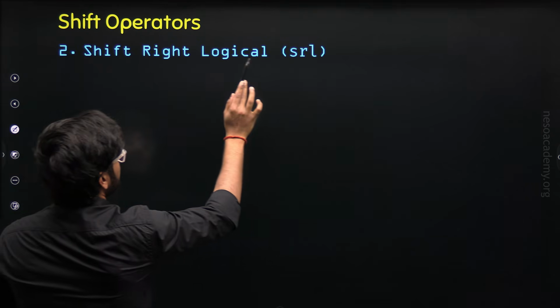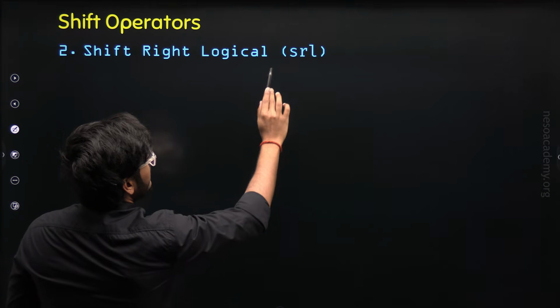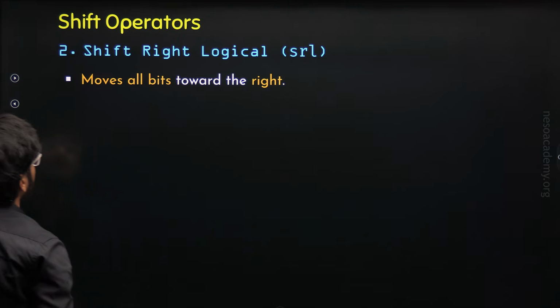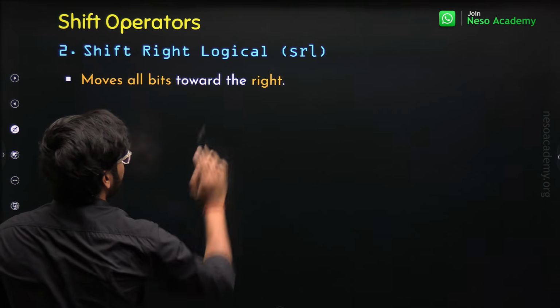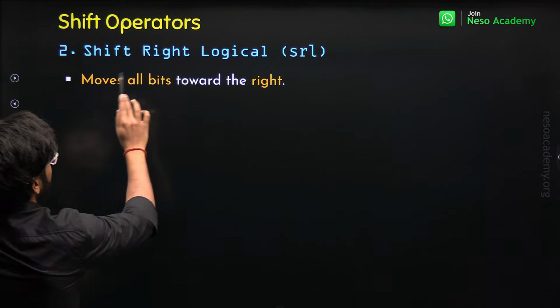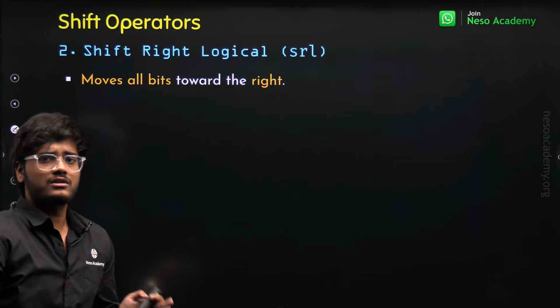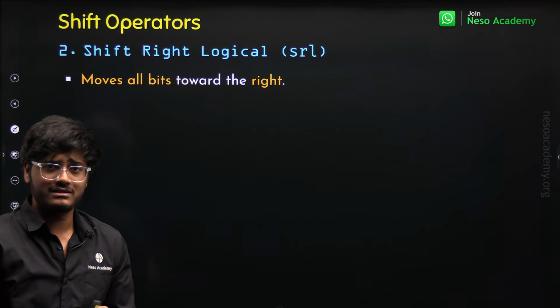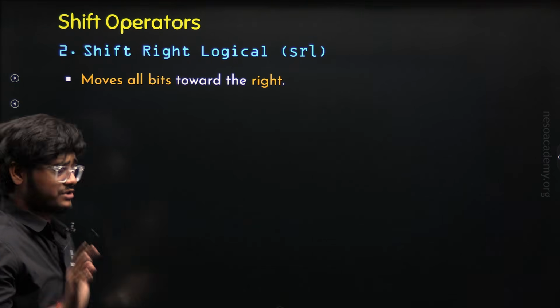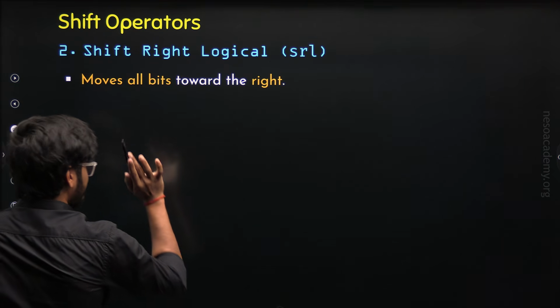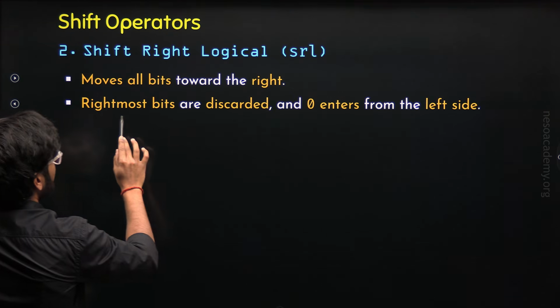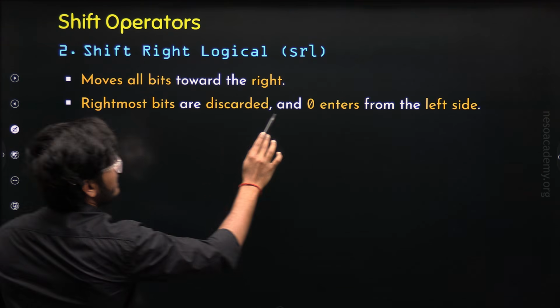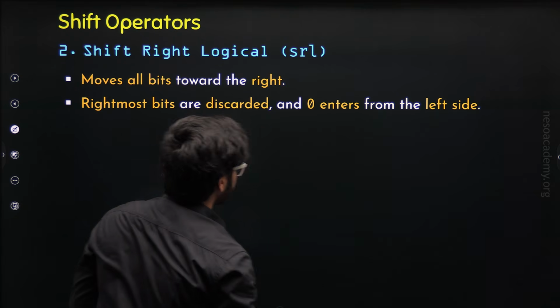Shift right logical operator, that is the SRL operator. The shift right logical operator moves all bits toward the right. It is similar to the SLL operator but in the opposite direction, which means every bit inside the vector moves to the right side, the rightmost bits are discarded, and 0 enters from the left side.